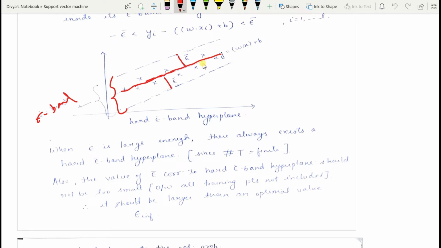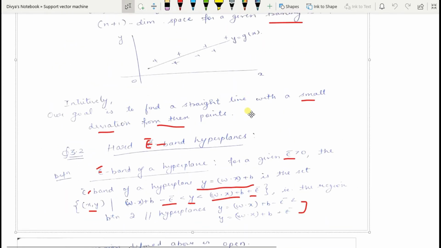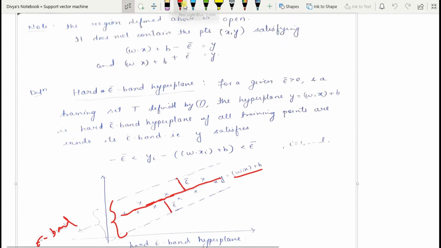This would be called an epsilon band, a distance epsilon from the hyperplane above and distance epsilon downwards from the hyperplane y equals w dot x plus b. This region would be called an epsilon band, right?